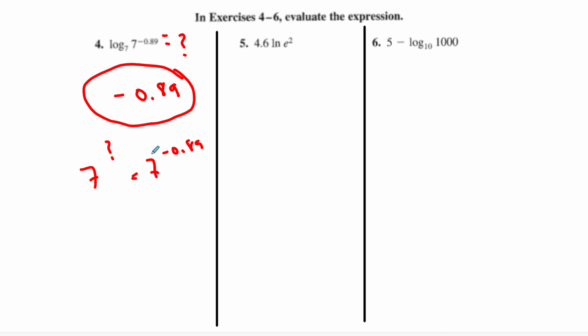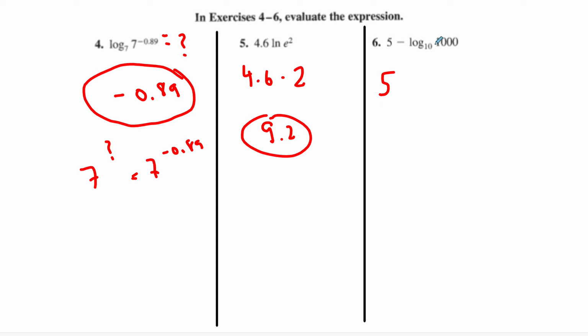And write an equation. Same idea here, except I have 4.6 times, what's the natural log of e squared? e to what power is e squared? 2. Or the natural log and the e cancel. So this answer is 9.2. That's what 2 times 4.6 is.